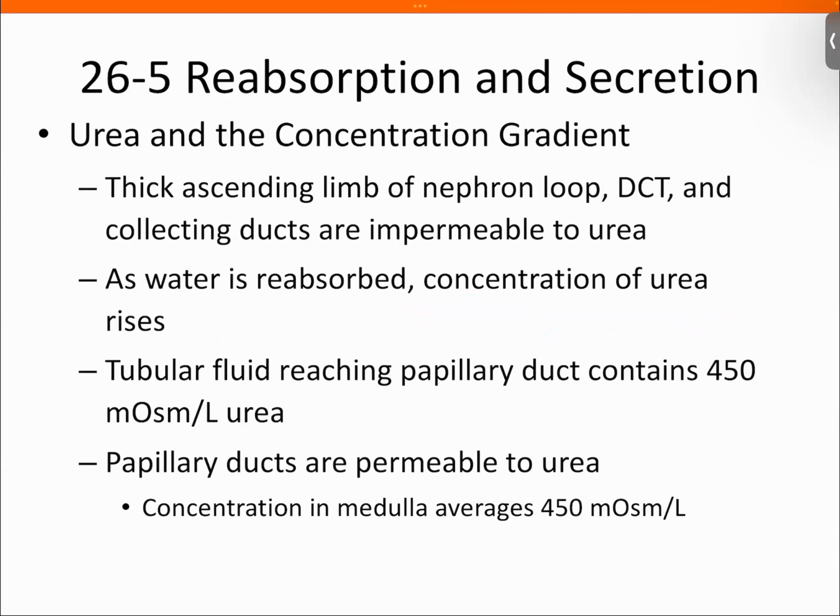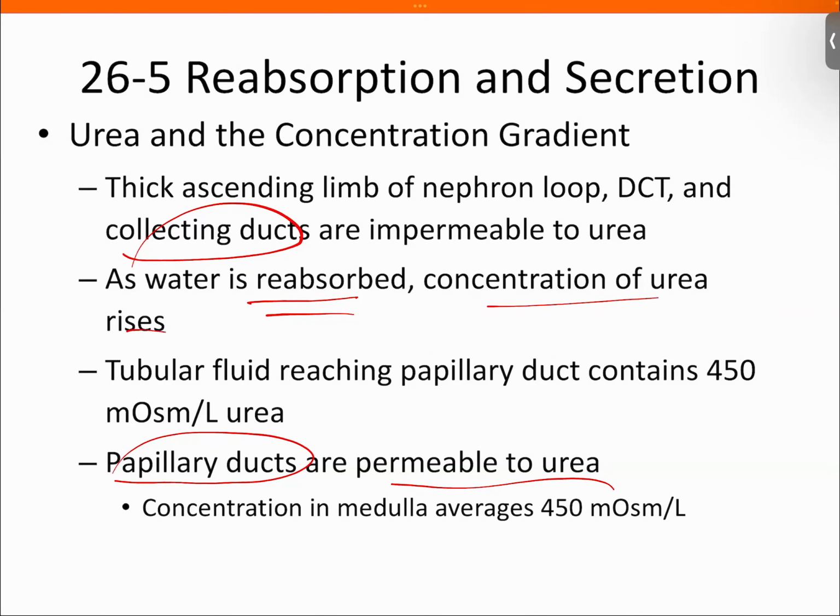So this is basically what they showed in images. As you're going down the collecting duct, so you can move from the ascending limb to the DCT, the collecting ducts are impermeable to urea until you get to the papillary region, which is permeable to urea. But ultimately, water can be reabsorbed in this upper region. And as it's absorbed, the concentration of urea rises, which increases the concentration of the filtrate. And then once it reaches a papillary duct, ultimately it's able to move out.